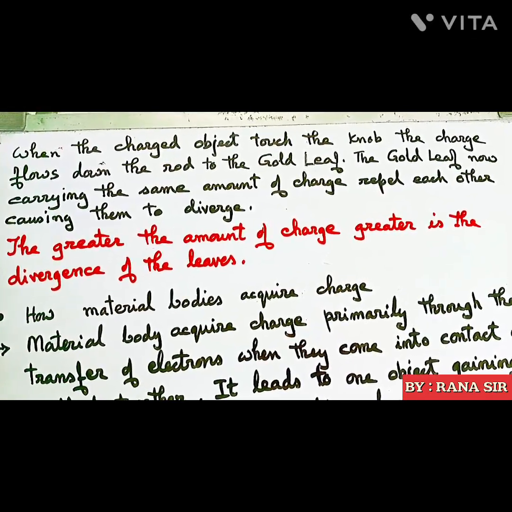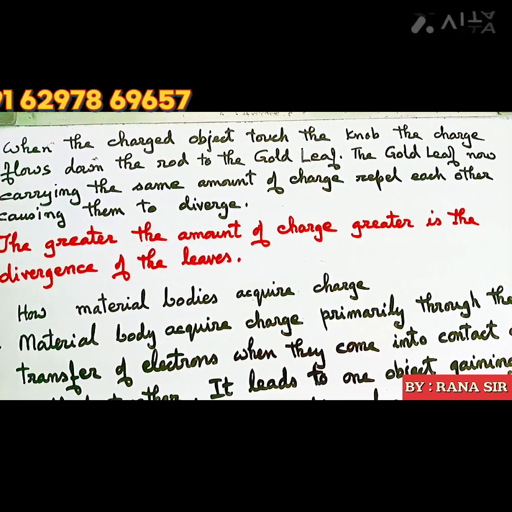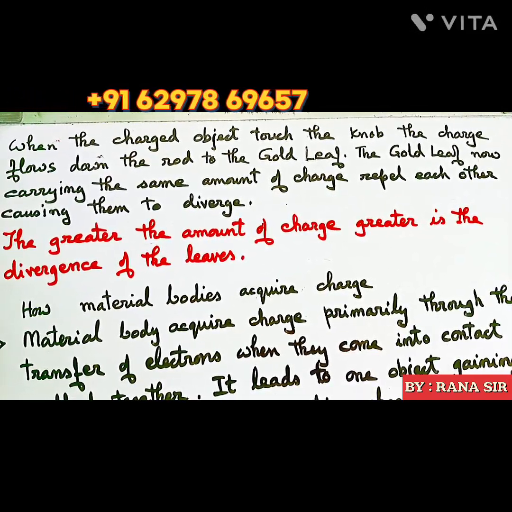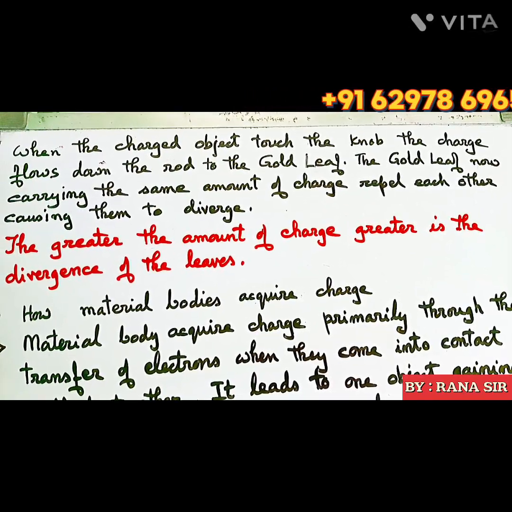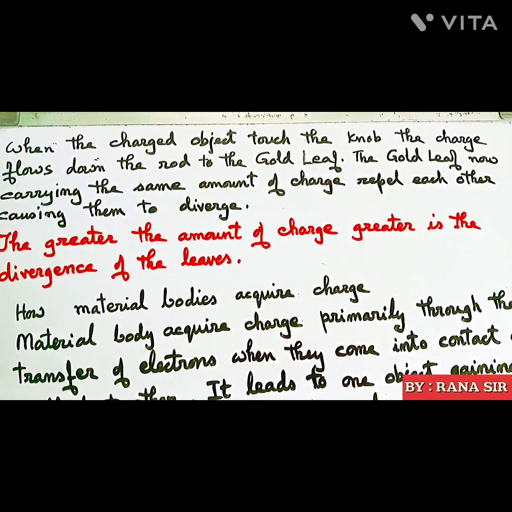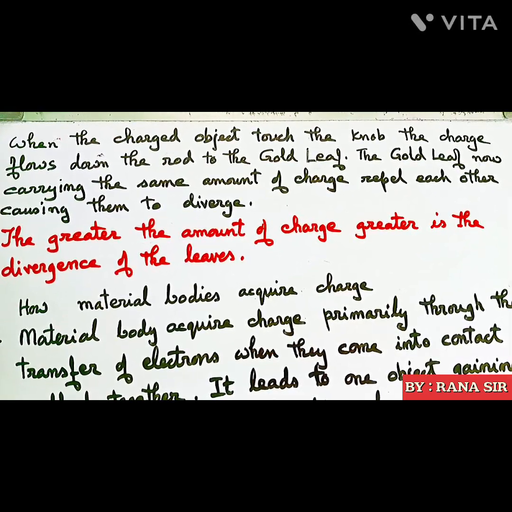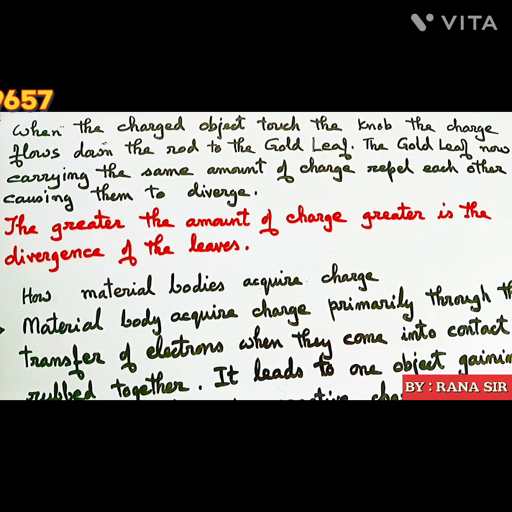So when the charged object touches the knob, the charge flows down the rod to the gold leaves. The gold leaves, now carrying the same kind of charge, repel each other, causing them to diverge. The greater the amount of charge, the greater is the divergence of the leaves.